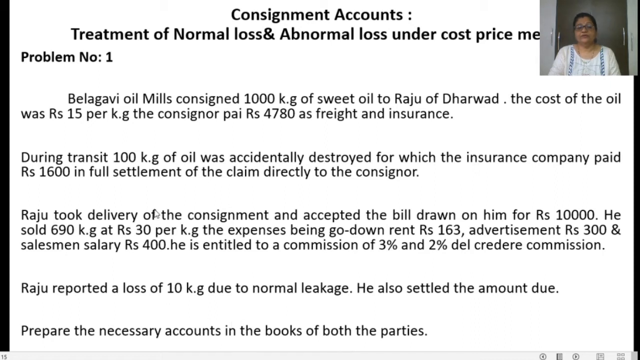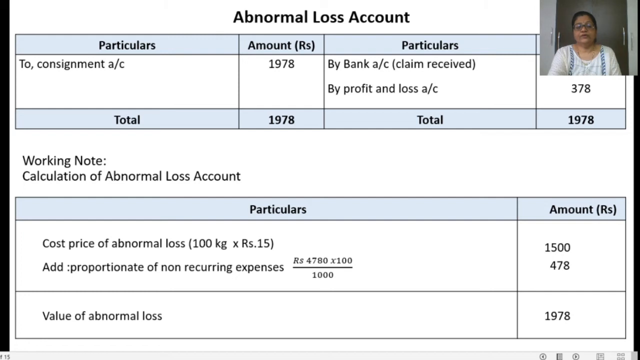So in that you have to first calculate abnormal loss, then closing stock, then we are going to prepare the accounts in the books of both the parties. Now first we'll go for the calculation of abnormal loss. So first we'll see what is the price of the abnormal loss. Here 100 kg was lost in transit and cost per unit is 15. So it is 1,500. Proportionate non-recurring expense: the total non-recurring expenses by the consignor is 4,780.